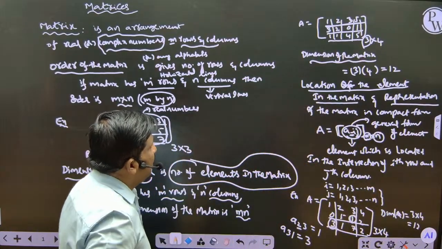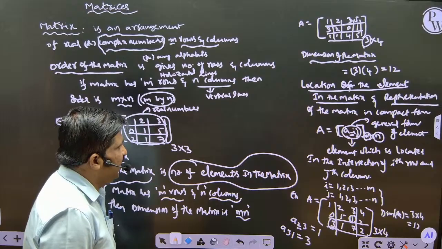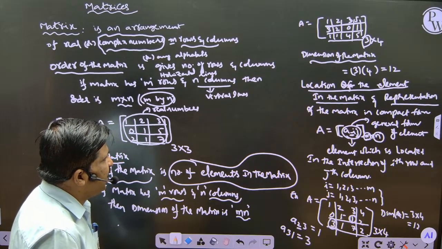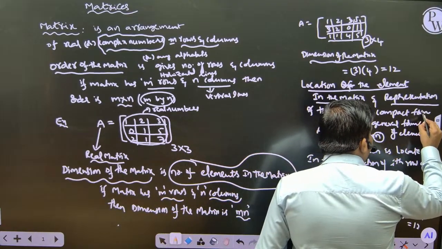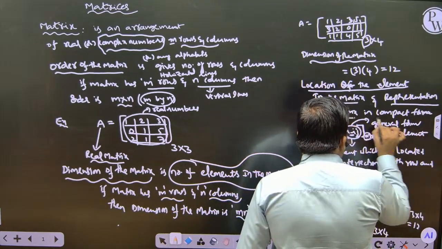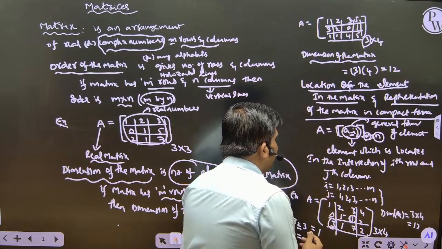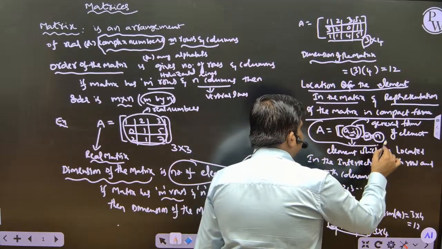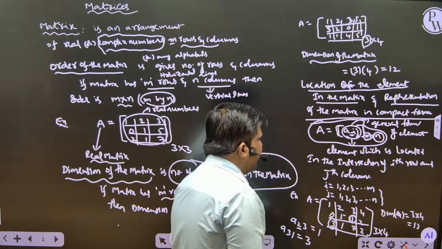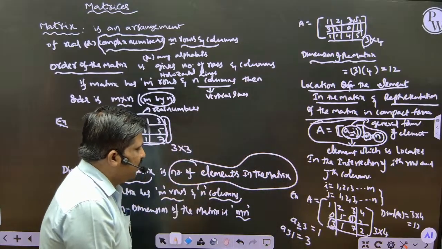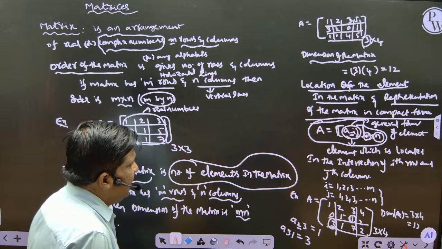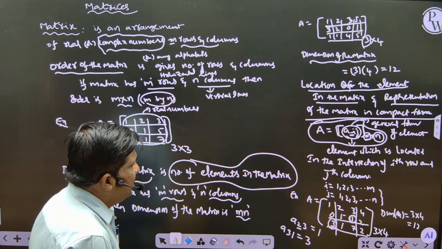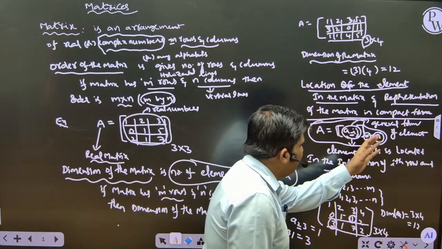This is the location of the element in the matrix and the representation of the matrix in compact form. Compact form means simplest form. So this way you can represent your matrix in a simplest form. Here A suffix ij is used, the general form of an element.